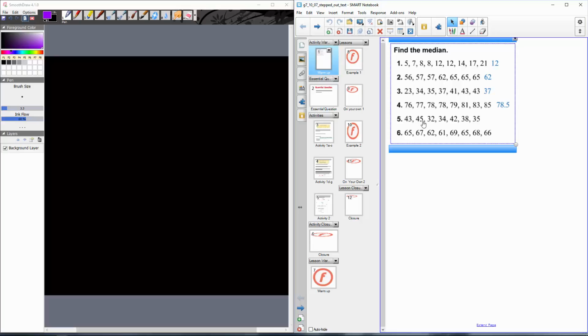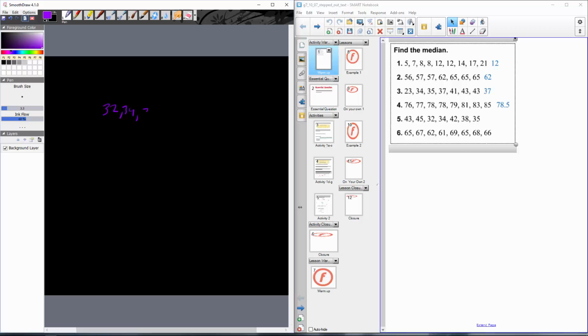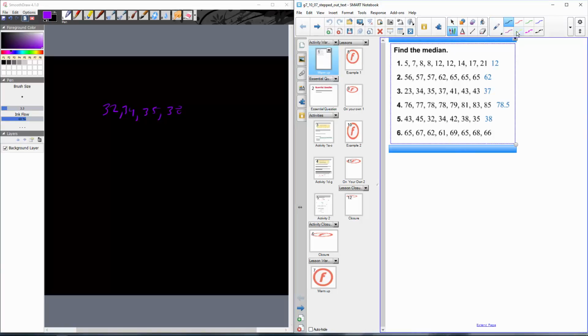For this one here, it appears that they're not in order from least to greatest. So the first thing I have to do is change the order. And I'm going to quickly do that. So I'm going to go through here, and the lowest is 32. And then I have 34. And then I have 35. And then I have 38. I'm just going to cross these off because I'm going to forget them otherwise. So I have 32, 34, 35, 38.